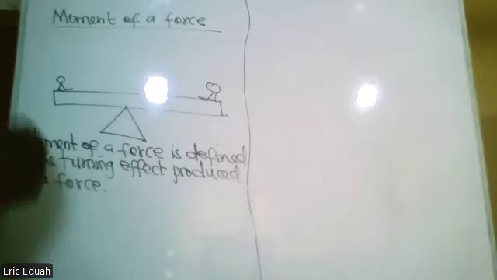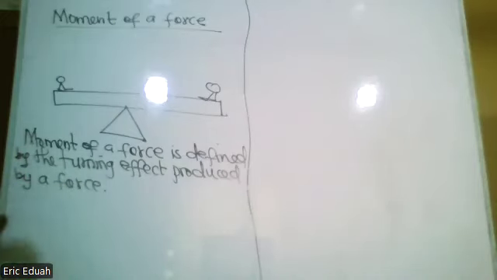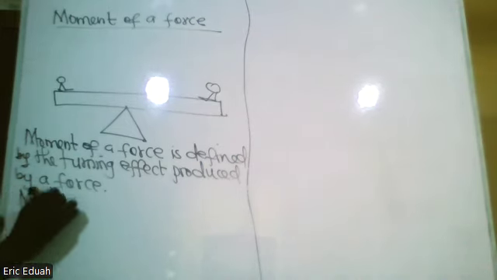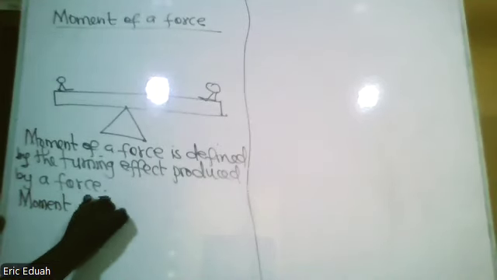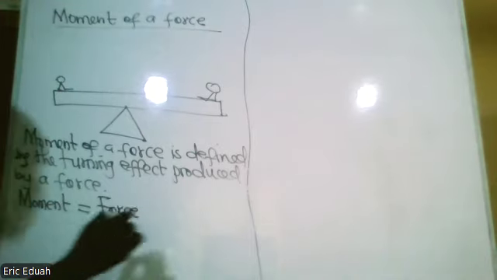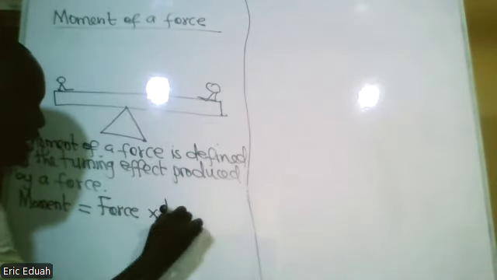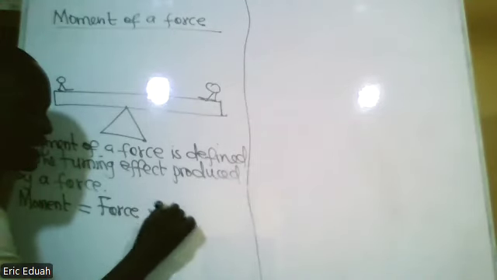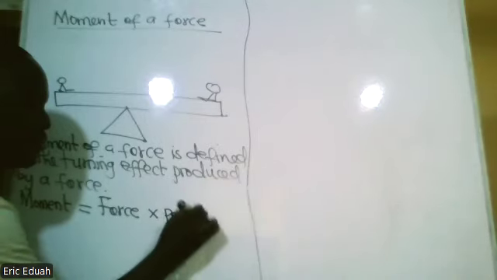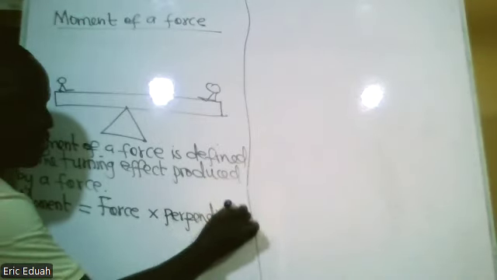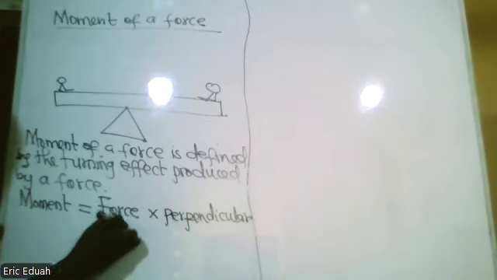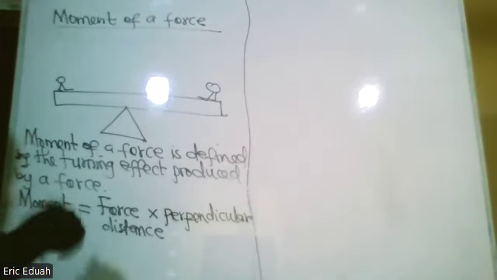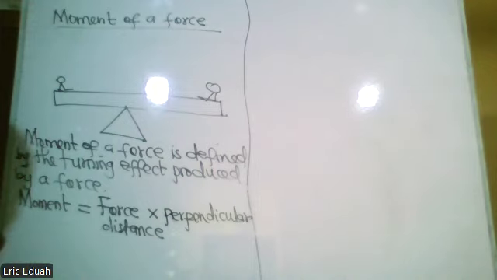produced by a force, and it is determined by the product of the force. Moment is equal to, how to calculate it? It is equal to the product of the force times the perpendicular distance, the product of the force and the perpendicular distance from the axis of rotation or the pivot.